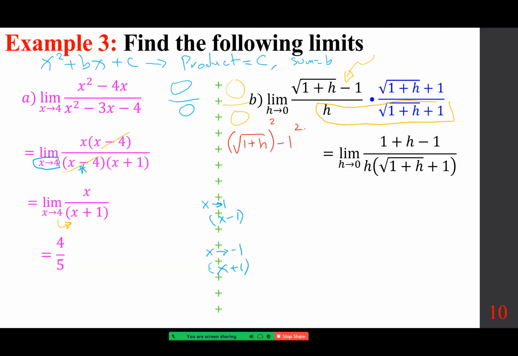So that's what happens. It comes out as 1 plus h and then minus 1. 1 and negative 1 cancel each other. Again, notice the denominator, we just write it the way it is. We can drop this h and replace it with 1. And now we replace the h with 0. Square root of 1 becomes 1. 1 and 1 is 2. So the final answer is 1/2, and we are done with this.